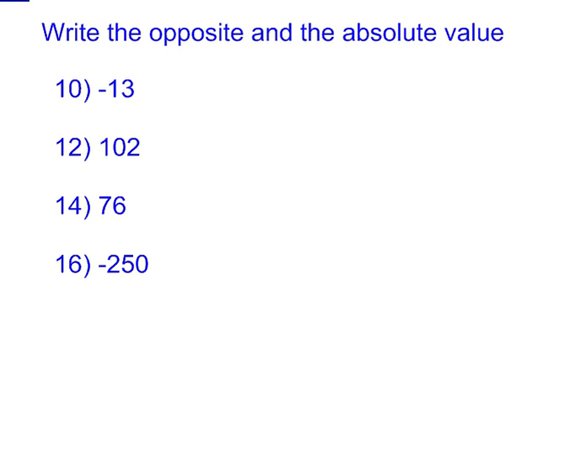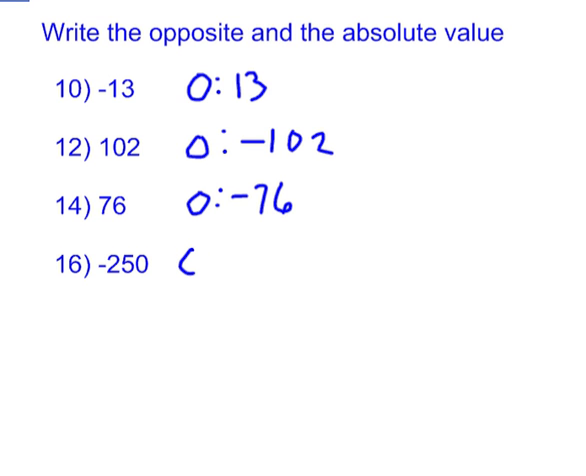Here we have 10, 12, 14, and 16. Write the opposite and the absolute value. Well, the opposite means on the other side of 0. So negative 13 on the other side of 0 would be positive 13. So the opposite would be 13. The opposite of 102 would be a negative 102. The opposite of 76 would be a negative 76. And the opposite of a negative 250 would be 250.